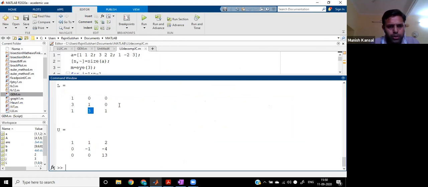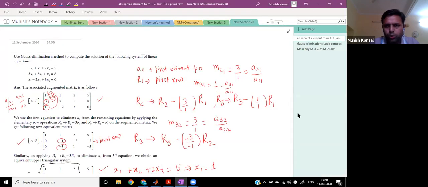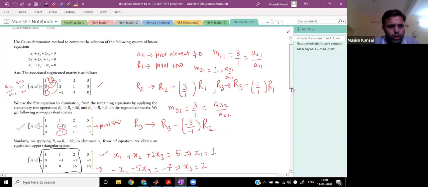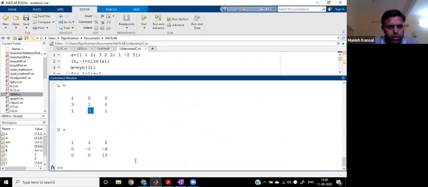So in the U matrix, it seems to me some change has come here. This is 1 1 2, 1 1 2 0 -1 -5. There is a problem here. This is -4. So let me check the coefficient matrix once again.